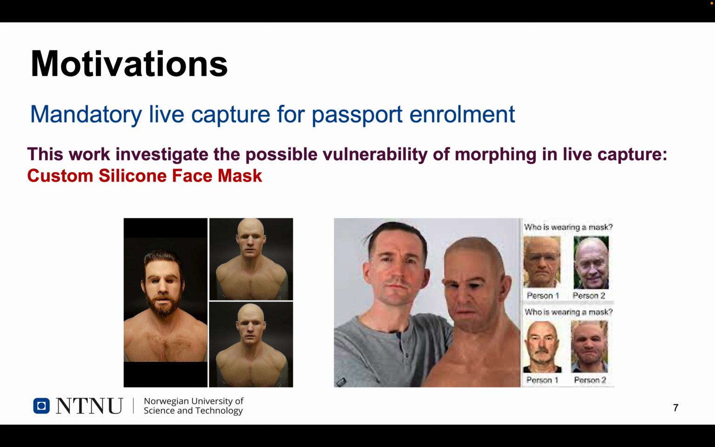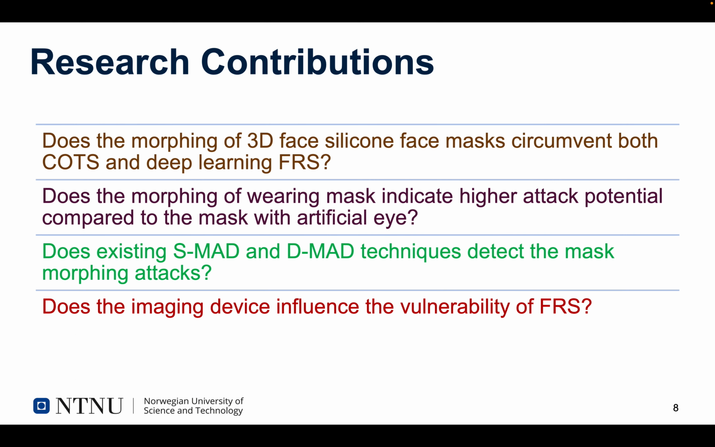More particularly, we are looking at whether we can morph two different silicone face mask images, and if we present the morphed mask image to the face recognition system, can it be vulnerable? With this motivation, we presented four different research questions. Most of these research questions have been targeted towards benchmarking the vulnerability, as well as the detection techniques for morph attack detection, using both single morph attack detection techniques as well as differential morph attack detection techniques.